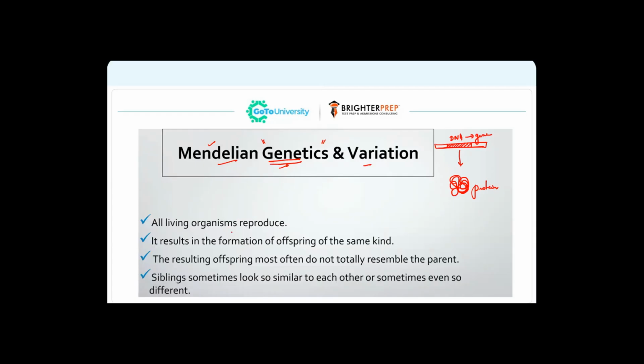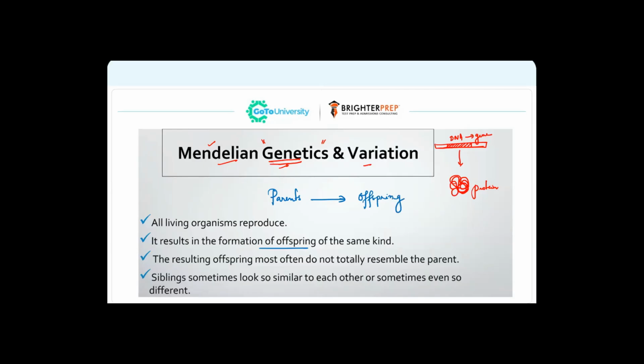So all living organisms reproduce, and it results in the formation of offspring of the same kind. It means that from parents, the traits are transferred or inherited to the child or the offspring, that is, the children of the parents.